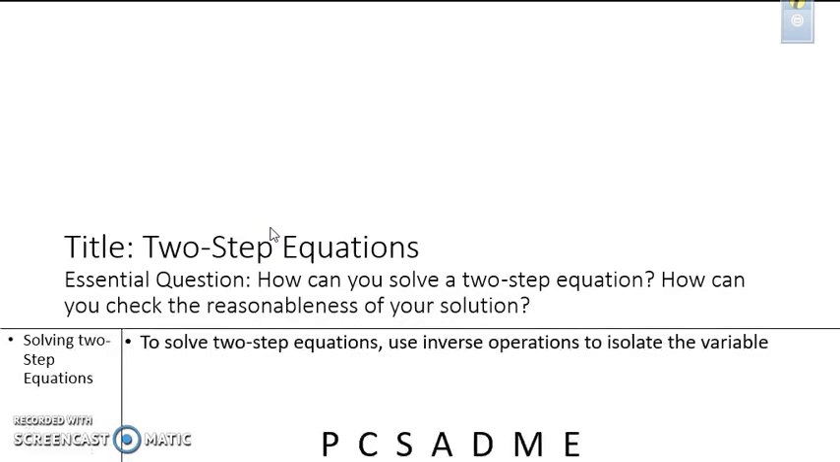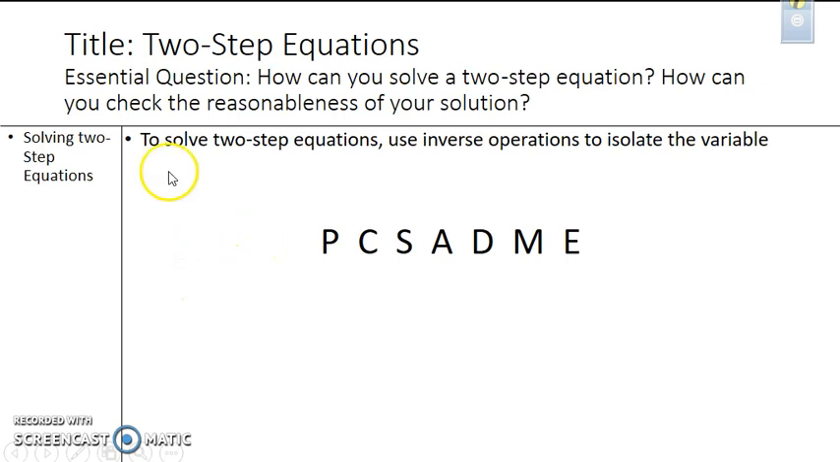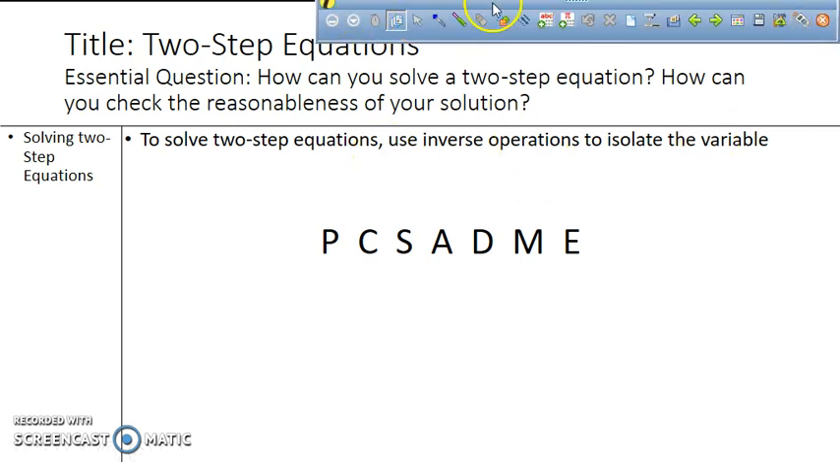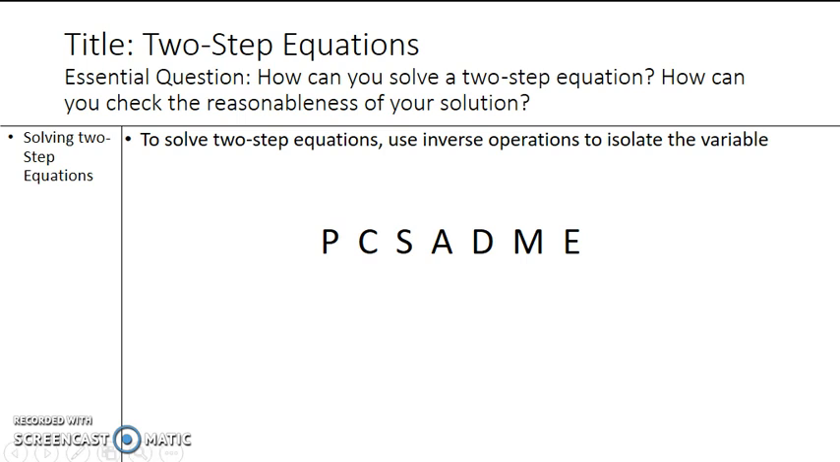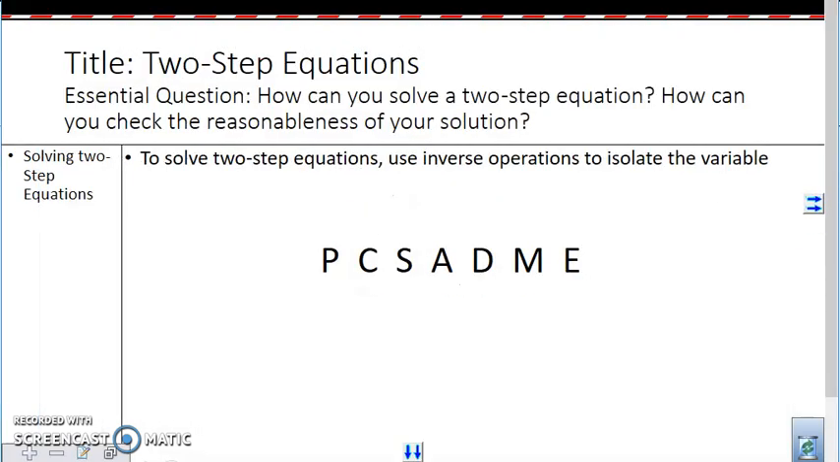Let's get started. Go ahead and title this two-step equations, and your essential question is: how can you solve a two-step equation? How can you check the reasonableness of your answer? To solve any equation, multi-step, two-step, whatever, you have to use inverse operations to isolate the variable. Don't forget, here is what a two-step equation has.